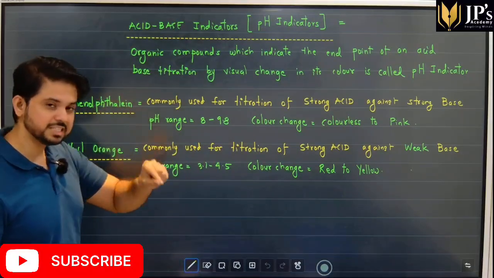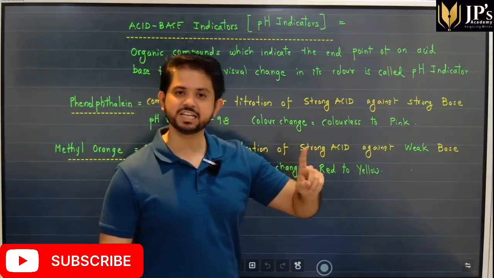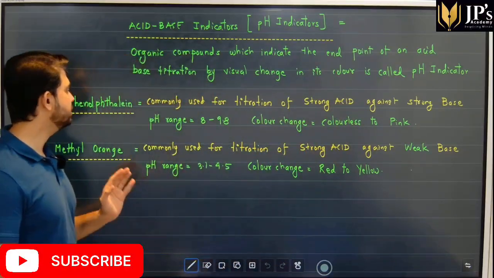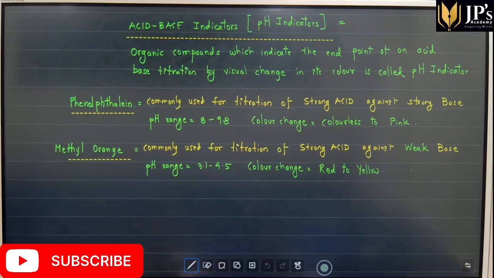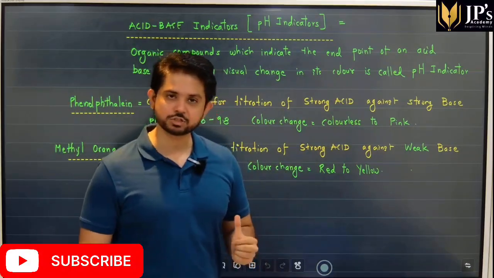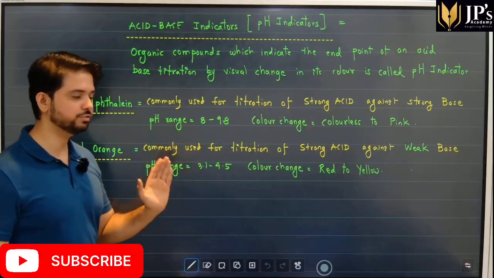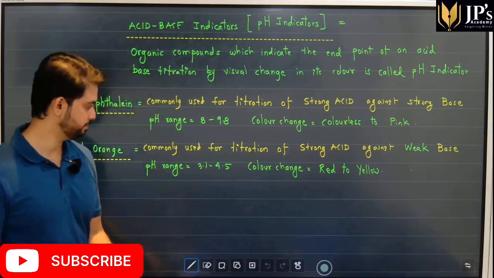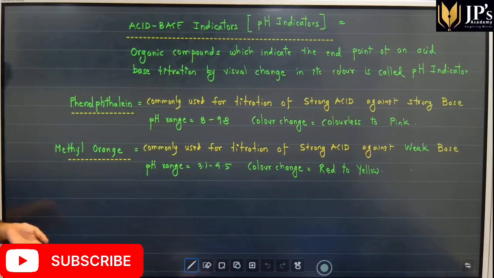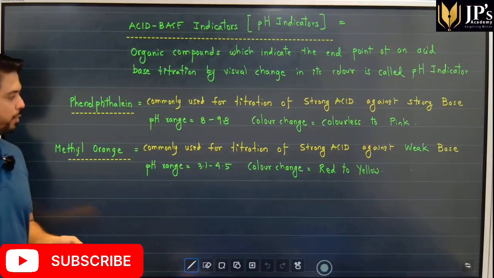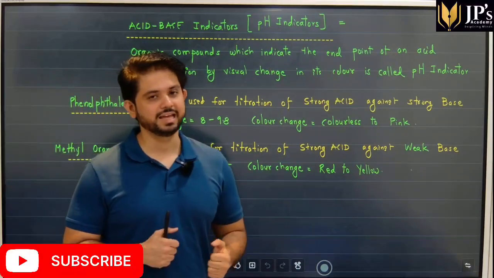The reason for that visual change is what are called pH indicators. pH indicators, students, are also called acid-base indicators. I've written the most commonly used indicators here, which are phenolphthalein and methyl orange. Phenolphthalein is commonly used for the titration of strong acid against strong base, and the pH range for this is usually 8 to 9.8. The color changes from colorless to pink. Methyl orange is commonly used for the titration of strong acid against weak base. The pH range for the same is 3.1 to 4.5, and the color changes between red and yellow.